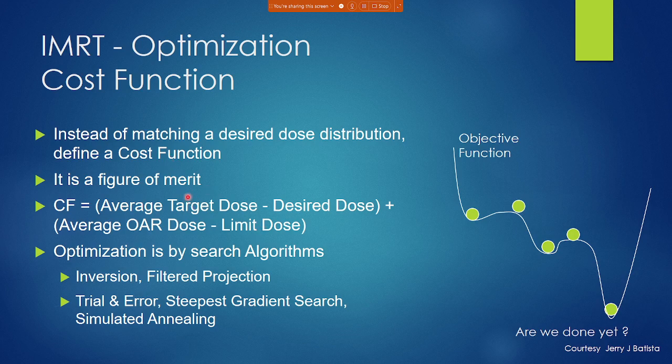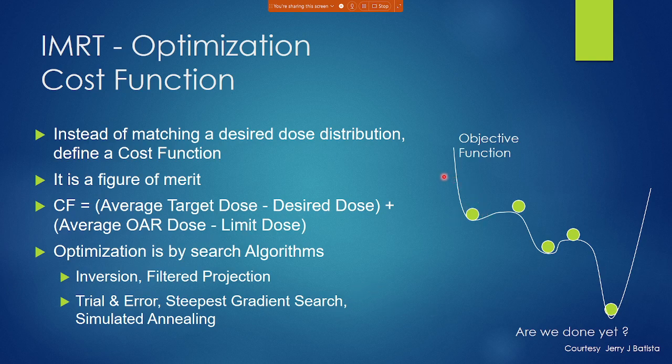So this is actually the differences. Some of these differences is called the cost function. So how do you achieve that? The cost function should be minimum. To make it the minimum possible, how do you achieve it? You do either filtered projection or trial and error, which is an iterative process. That is the steepest gradient search or simulated annealing.